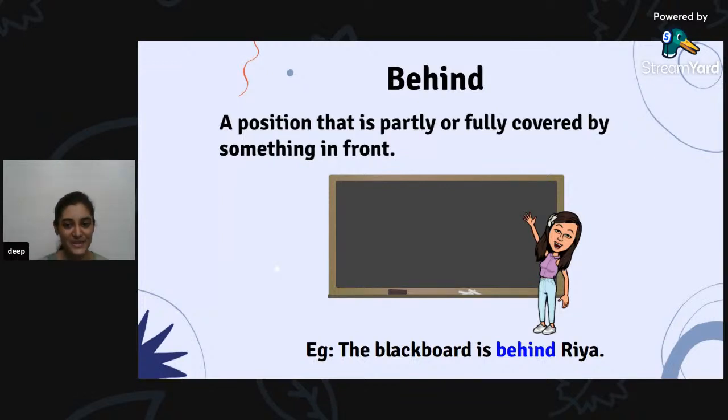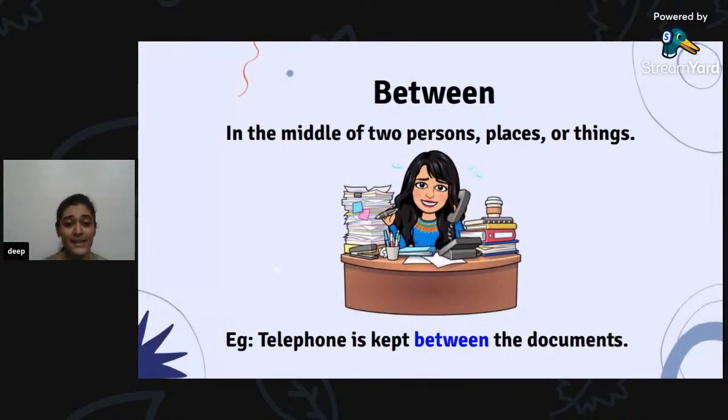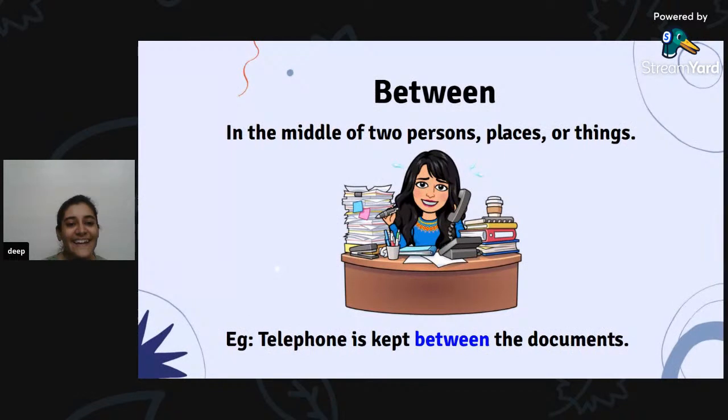The next preposition is between, in the middle of two persons, places, or things. For example, telephone is kept between the documents. So in the picture you can see, where is the telephone? It is between the documents. So type between in the chat box below.